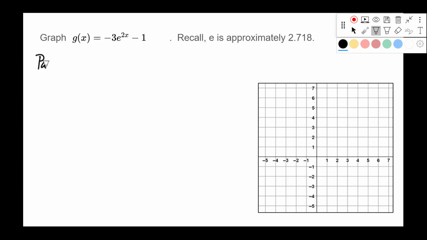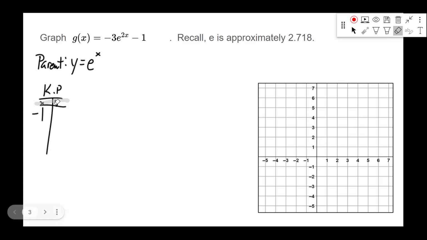So let's talk about the parent graph. The parent graph with no transformations would be y equals e to the x. All of these numbers, the negative, the 3, the 2, and the negative 1, all do something to the graph. So the parent is y equals e to the x. Let's talk about the key points on this parent graph. Okay, if I plug in negative 1, let's do it with ordered pairs.